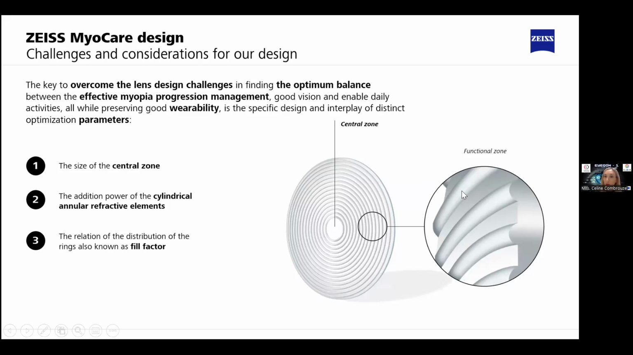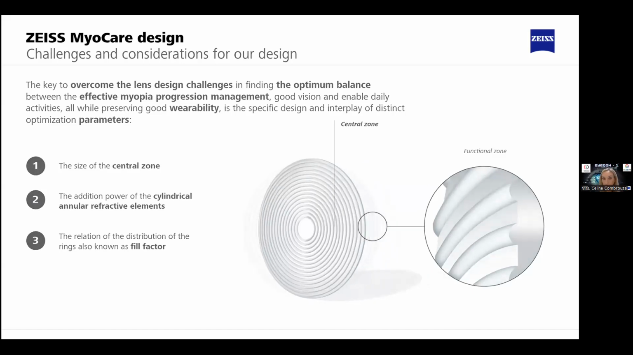Here you have those care elements, cylindrical, annular, refractive elements, which are going to create this myopic defocus, which is a blur. And between each element, you will have the normal refraction. The idea here is to not compromise good vision and the myopic defocus. So we also had to find the best distribution between myopic defocus and normal vision.